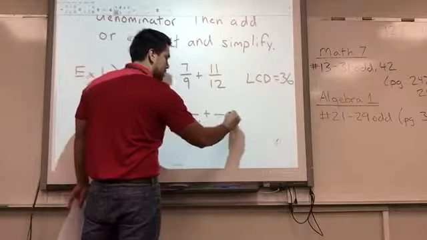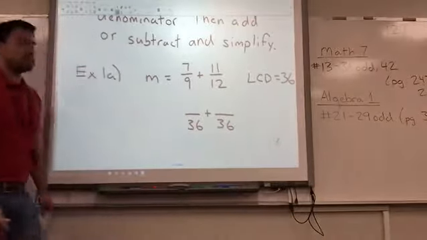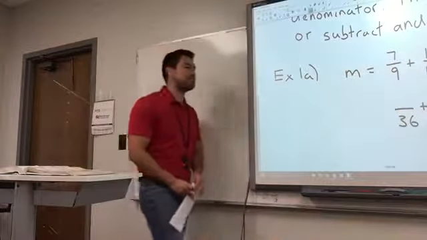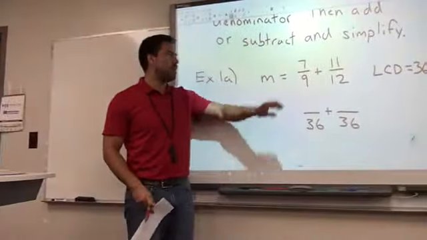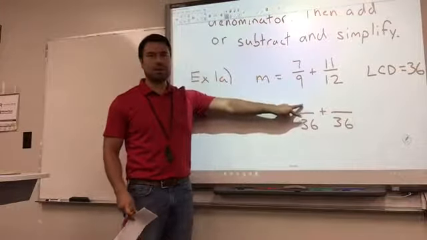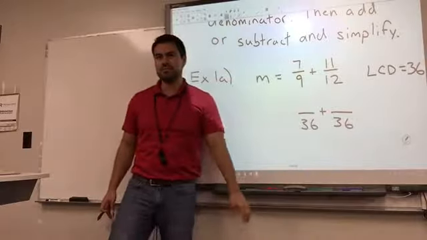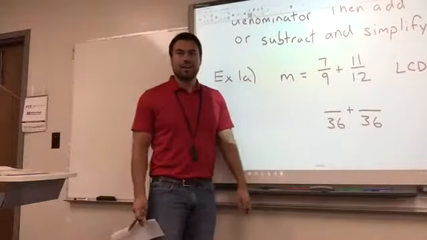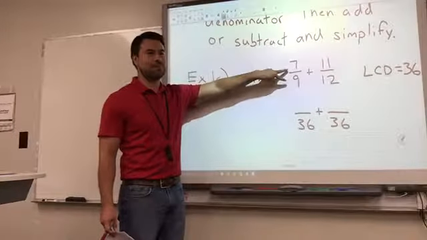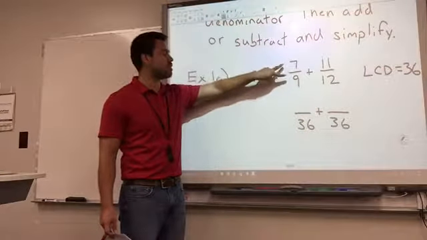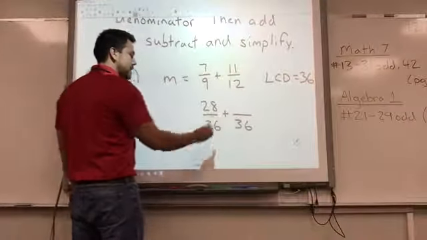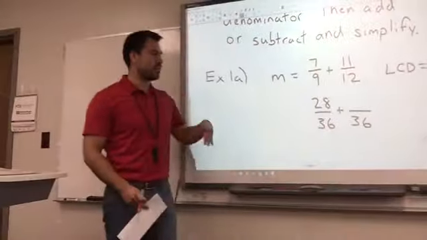I'm already going to start writing that. So I'm going to rename those fractions. But I have to do it using mathematical properties. What should I multiply 7/9 by to get a denominator of 36? Josie? 4 over 4. There you go. 4/4, which is a big fat 1. So what's 4/4 times 7/9? 28/36. Or 28 over 36.